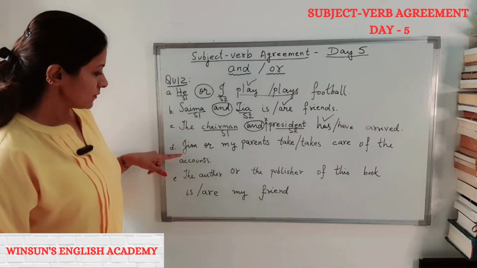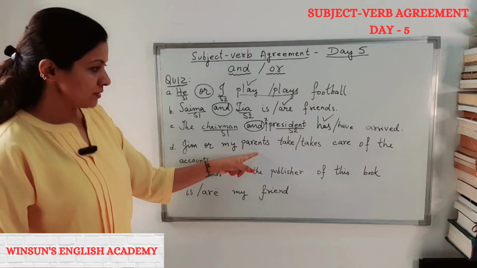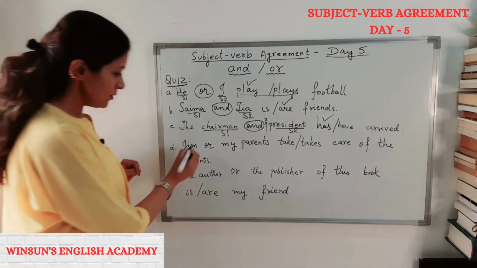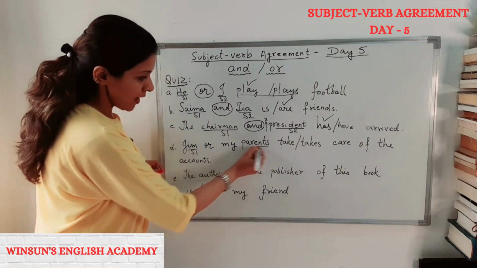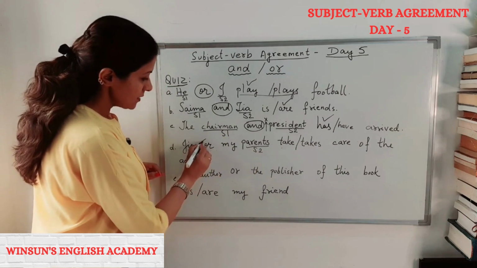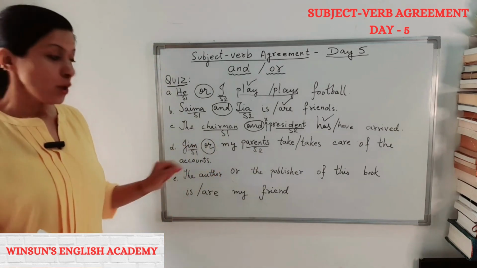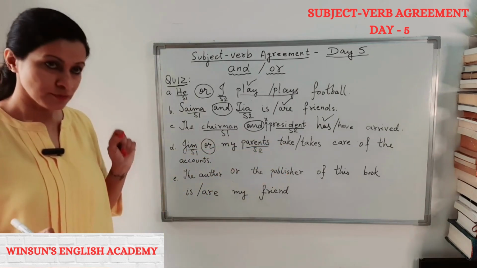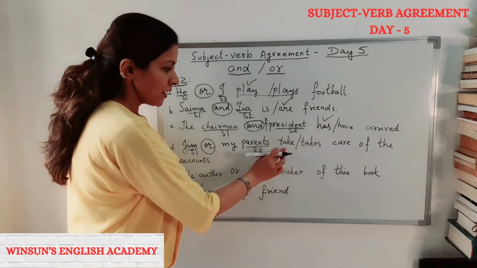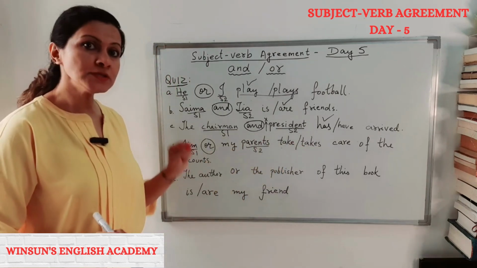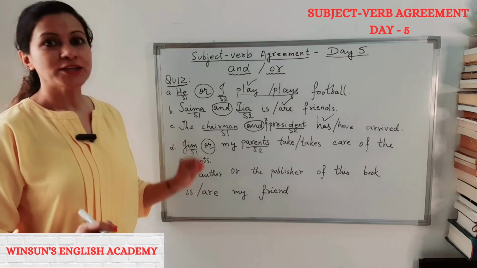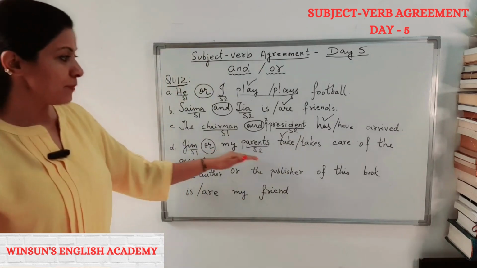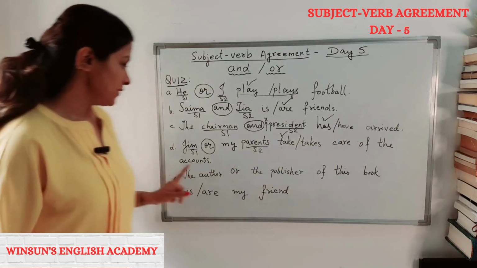Now, fourth one. Jim or my parents take or takes care of the accounts. Jim, we have our subject 1, we have our subject 2, and they are joined by or. When we come to or, the verb agrees with the closest noun or pronoun, right? So where's the verb? Here, and the closest is parents. Parents, plural subject. So it will take plural verb. Take. Jim or my parents take care of the accounts.